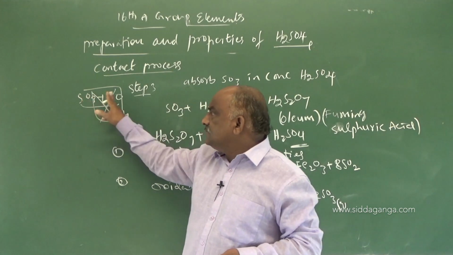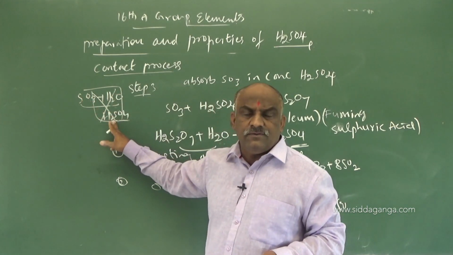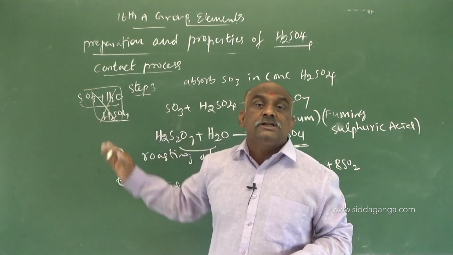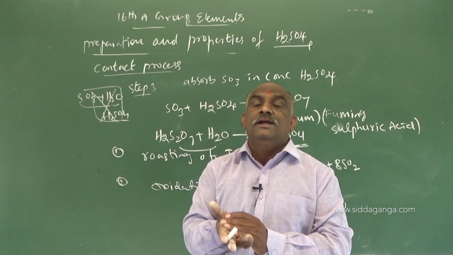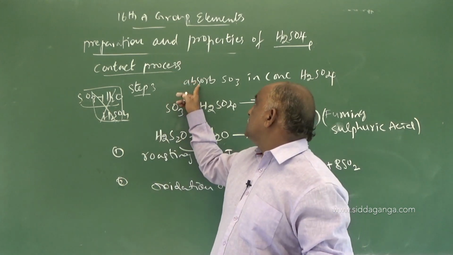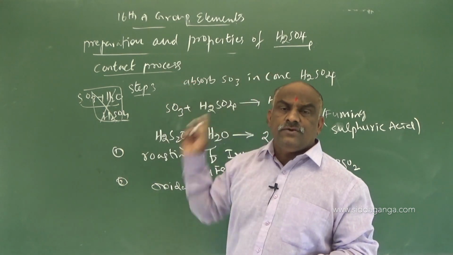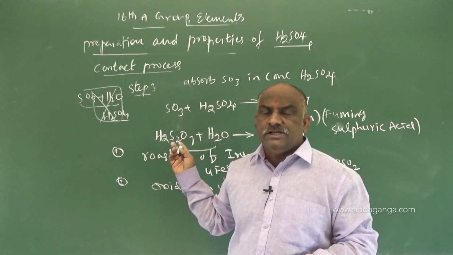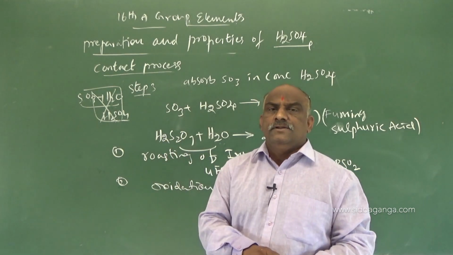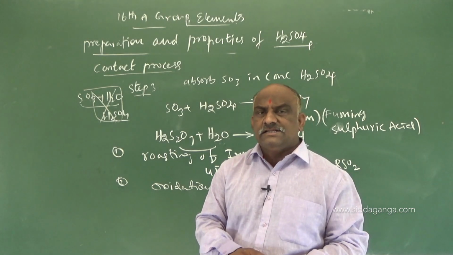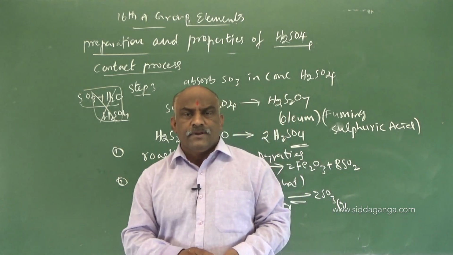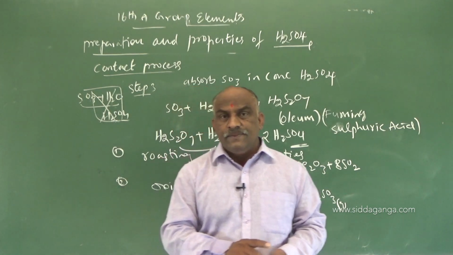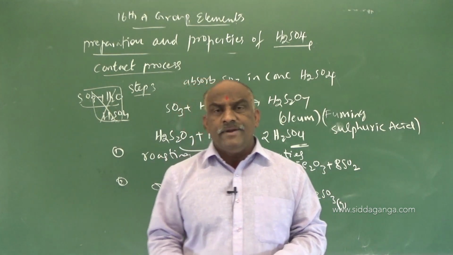Directly absorbing SO3 in water would give sulfuric acid, but we do not follow this method, because explosion takes place. Due to that reason, SO3 is absorbed in concentrated sulfuric acid only. Then we get oleum, and dilution of oleum gives sulfuric acid. Sulfuric acid is a highly dense, colorless, oily liquid, and it is also called the king of chemicals.